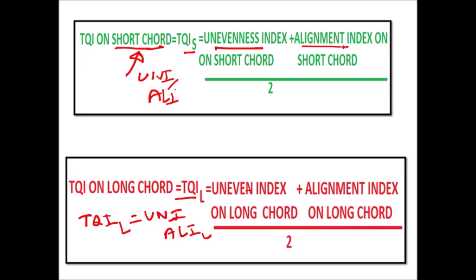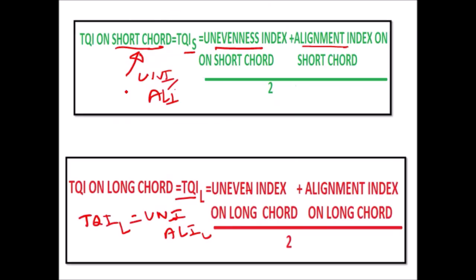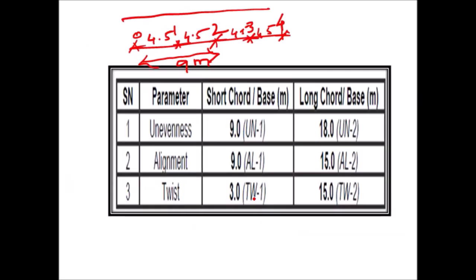So now, to calculate TQIS we require the unevenness index and the alignment index over short chord and long chord. So now the question is how to calculate this unevenness index. Here we have seen that TQIS has long chord and short chord. So here short chord, here you have long chord. So before understanding the unevenness index, let us recap what are short chord and long chord.